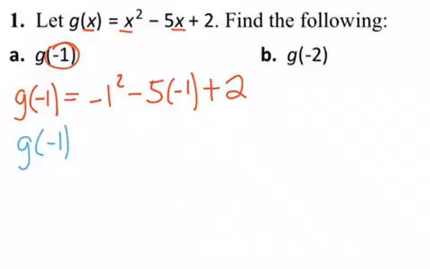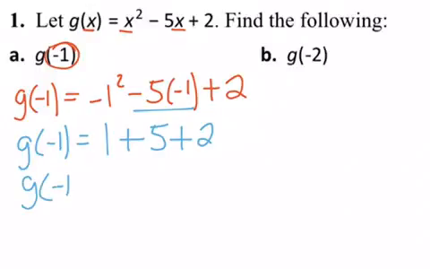g of negative 1 would equal negative 1 squared, which is like negative 1 times negative 1. A negative times a negative is positive. 1 times 1 is 1. Negative 5 times negative 1. Negative times a negative is positive. 5 times 1 is 5. And then finally we add the 2. Based off of order of operations, we add left to right, just like we read a book.